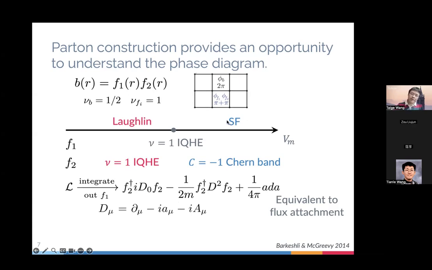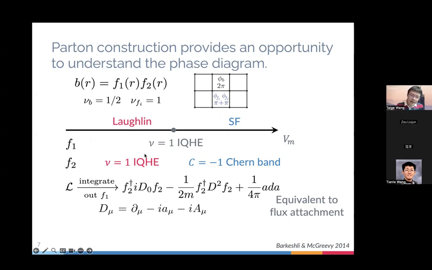So this is the incredible thing about the entire construction. When I think about a superfluid, I think it's very hard to describe. You have to let bosons condense. But it's very different in the parton language. In the parton language, both partons are gapped. So you don't need gapless degrees of freedom from the partons. The gapless degree of freedom actually comes from the dynamic gauge field. The only thing you need for a superfluid is for F1 and F2 to have a C = 1 and C = -1 Chern band, as I will elaborate later.